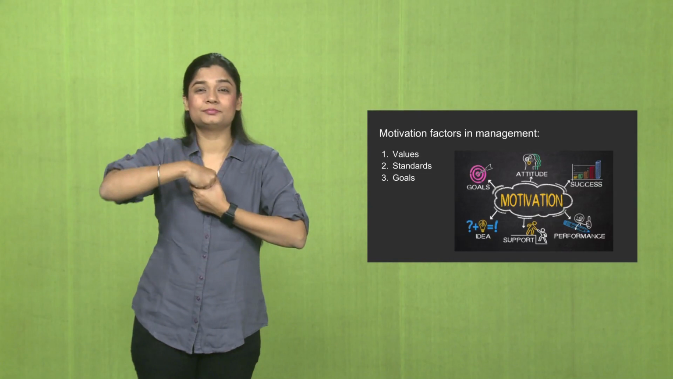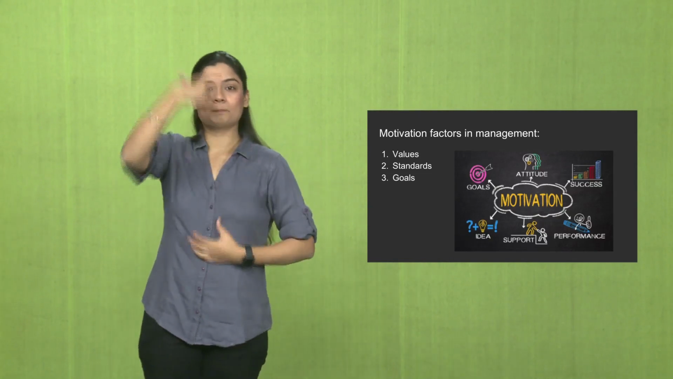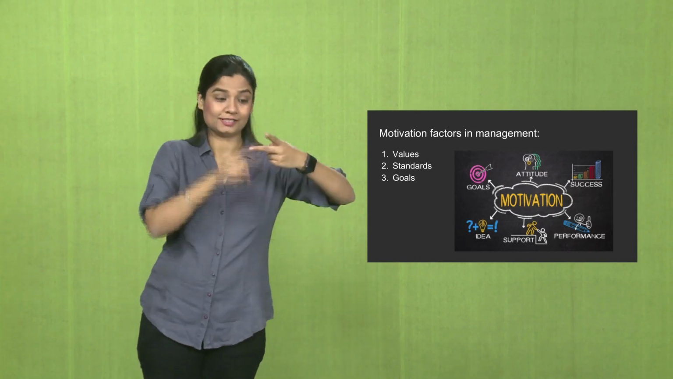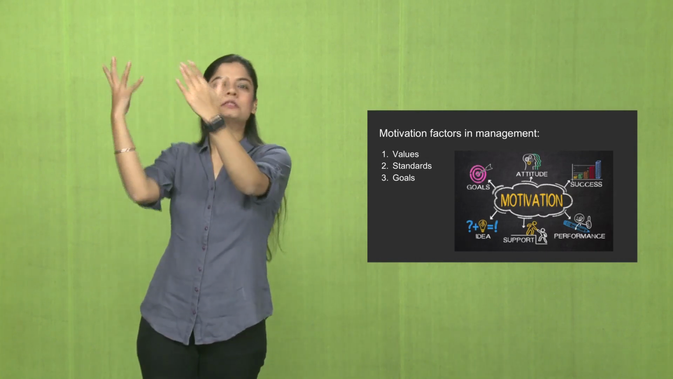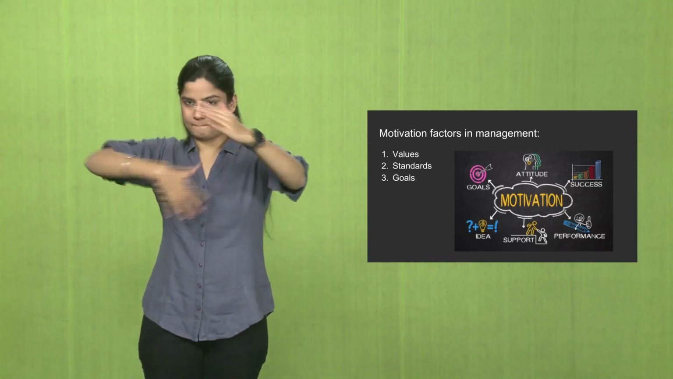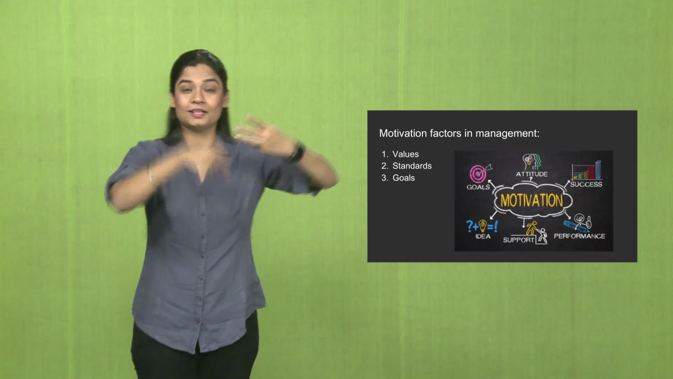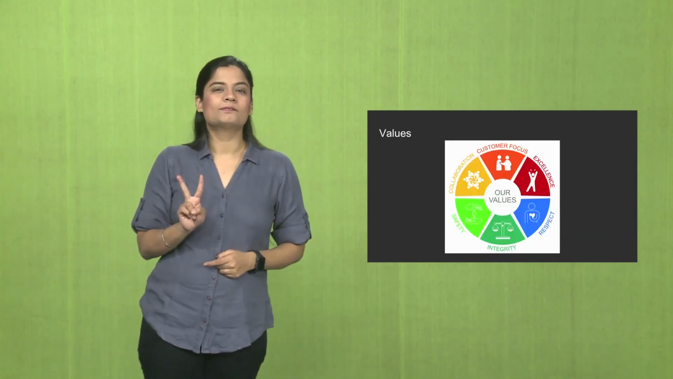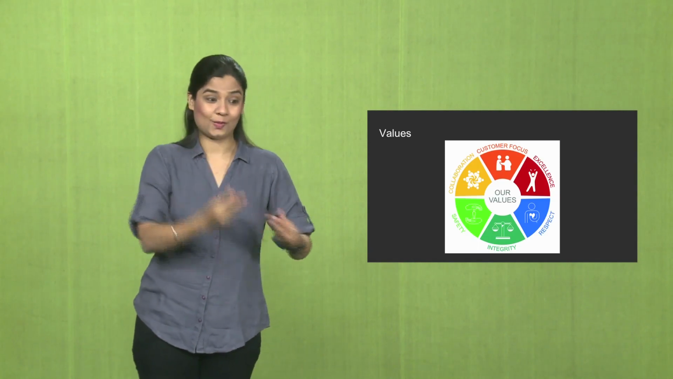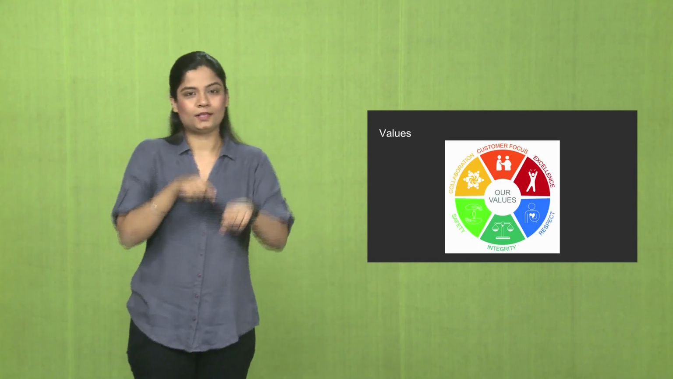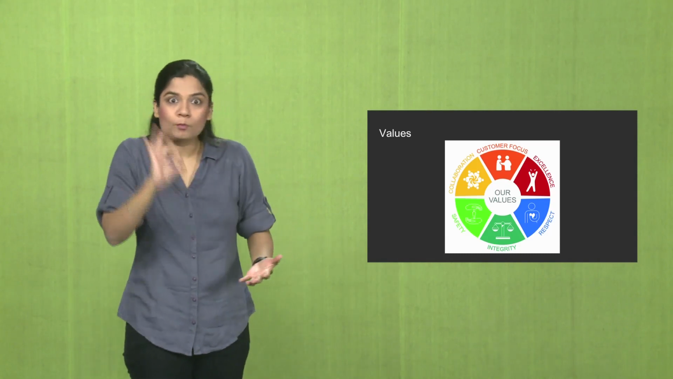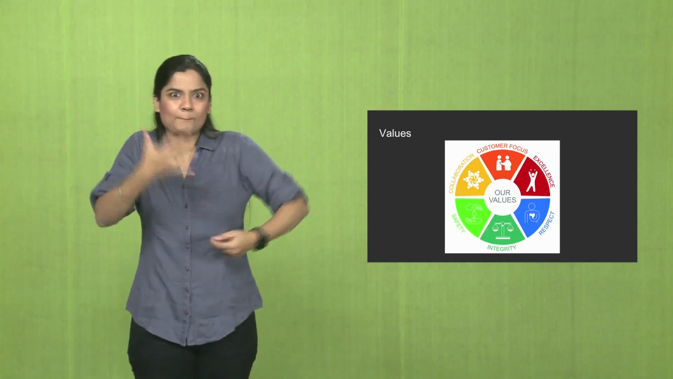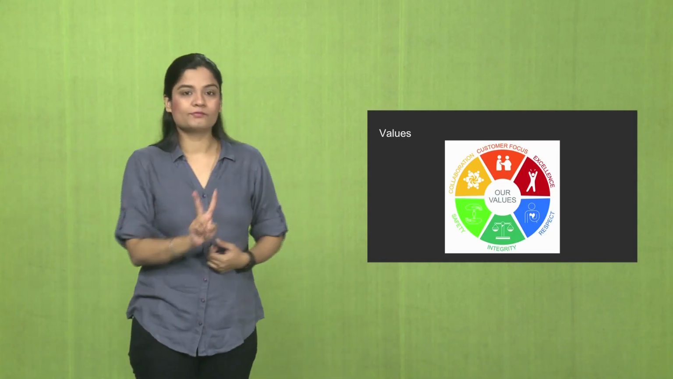Motivation factors in management. There are three. First is values. Values, I will explain to you what values means. Second is standards, something we have to achieve. And third is goals. Achieving the goals. Let me explain. First is values. Values are our moral principles which help us in doing a right job. Respecting the work, respecting the team, different things that need to be done.